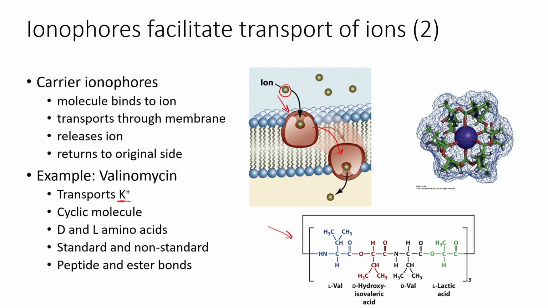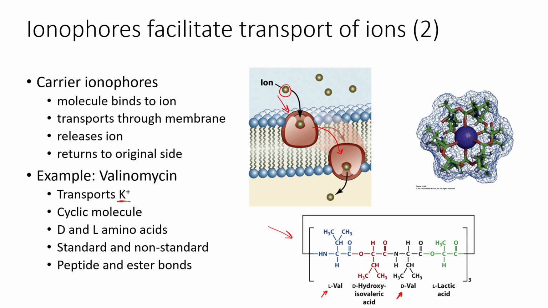First of all, as you can see, there are both D and L amino acids. In this case, we have both L and D valine. And then we also have some non-standard amino acids that are not quite amino acids. These are dehydroxyisovaleric acid as well as lactic acid.